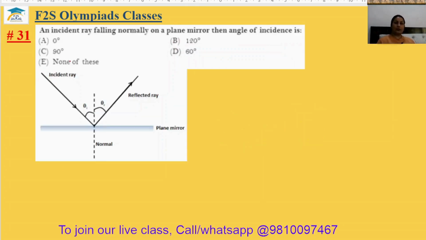Question number 31. An incident ray falling normally on the plane of the incidence. Normally means it is just falling like this, on the normal only. The angle will be 0 degree because the angle of incidence is the angle between incident ray and the normal. So 31 answer is option A.